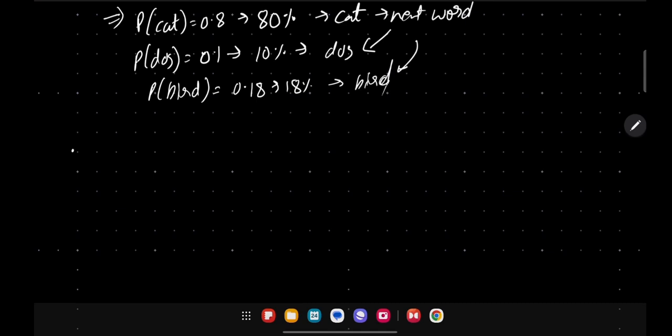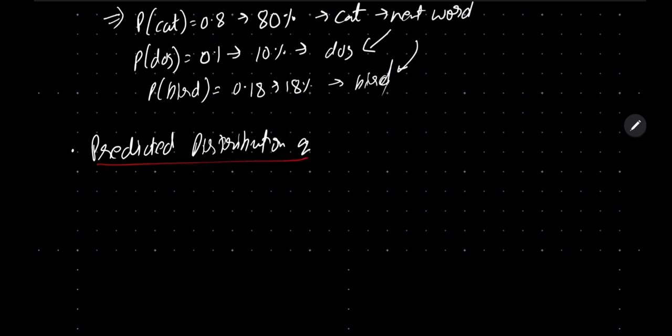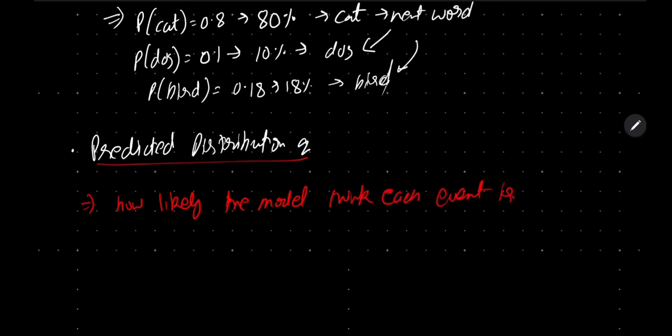Okay, now we have another term which we call the predicted distribution. Now this is not much different. We denote this, let's say, with the letter Q. So we have distribution Q. What is this? It is the distribution your model generates as a prediction. It's how likely the model thinks each event is. So not at all complex, right?